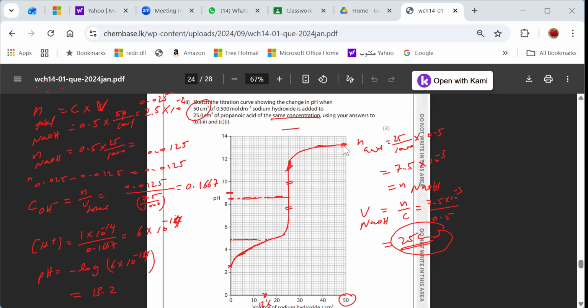Okay, do you understand this, or do you have a question? Miss, if we use the pKa, we would go to 4.88 from the previous question and multiply by 2. But you have to know the equivalence point, you mean? Yeah.